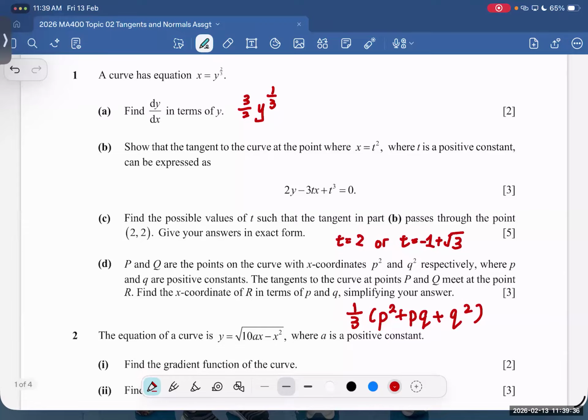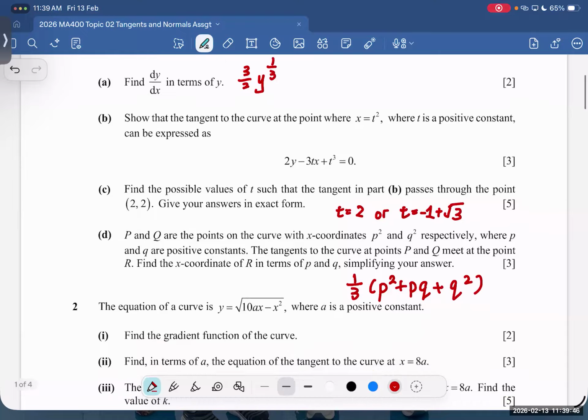Okay, it seems like 1B is all right. So I won't go through. Calling once, calling twice. B also go through.